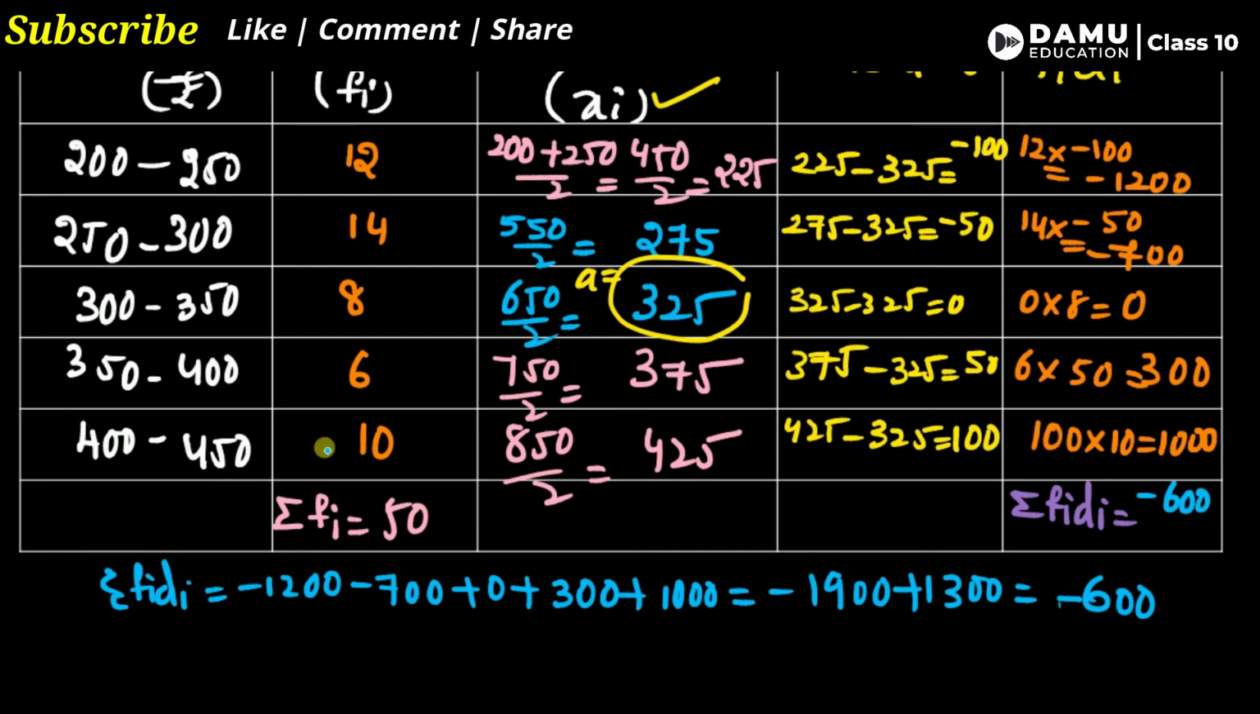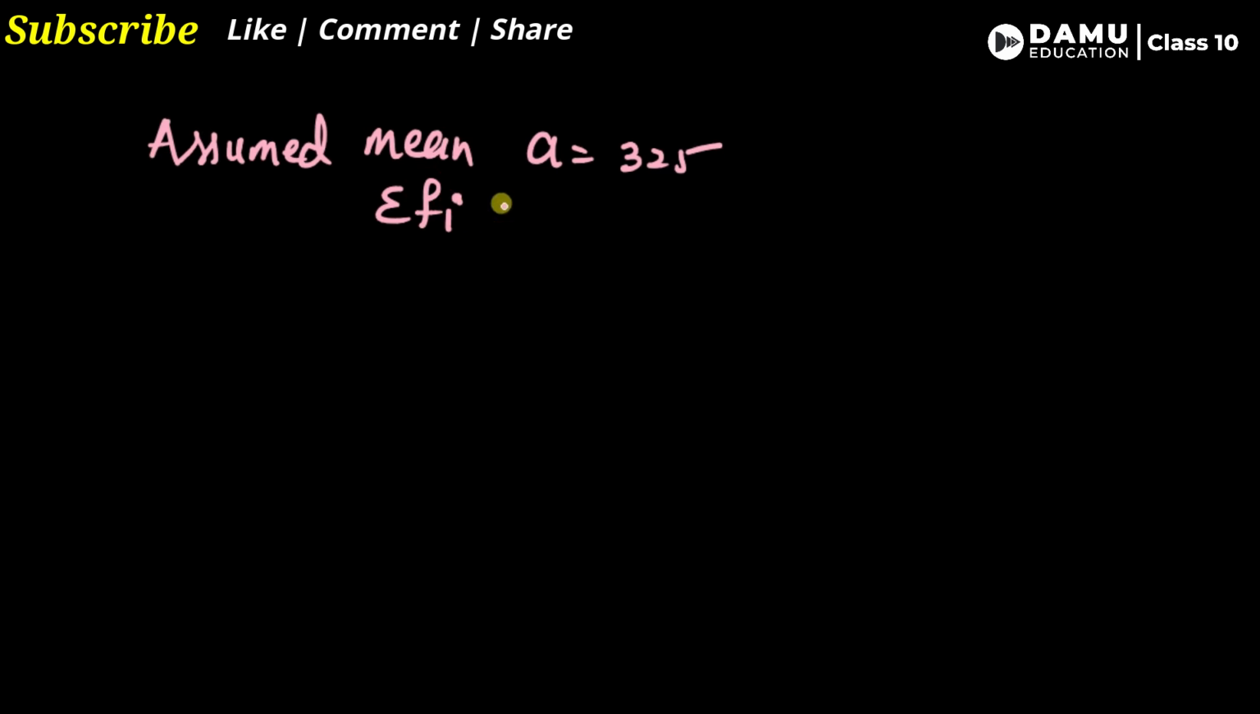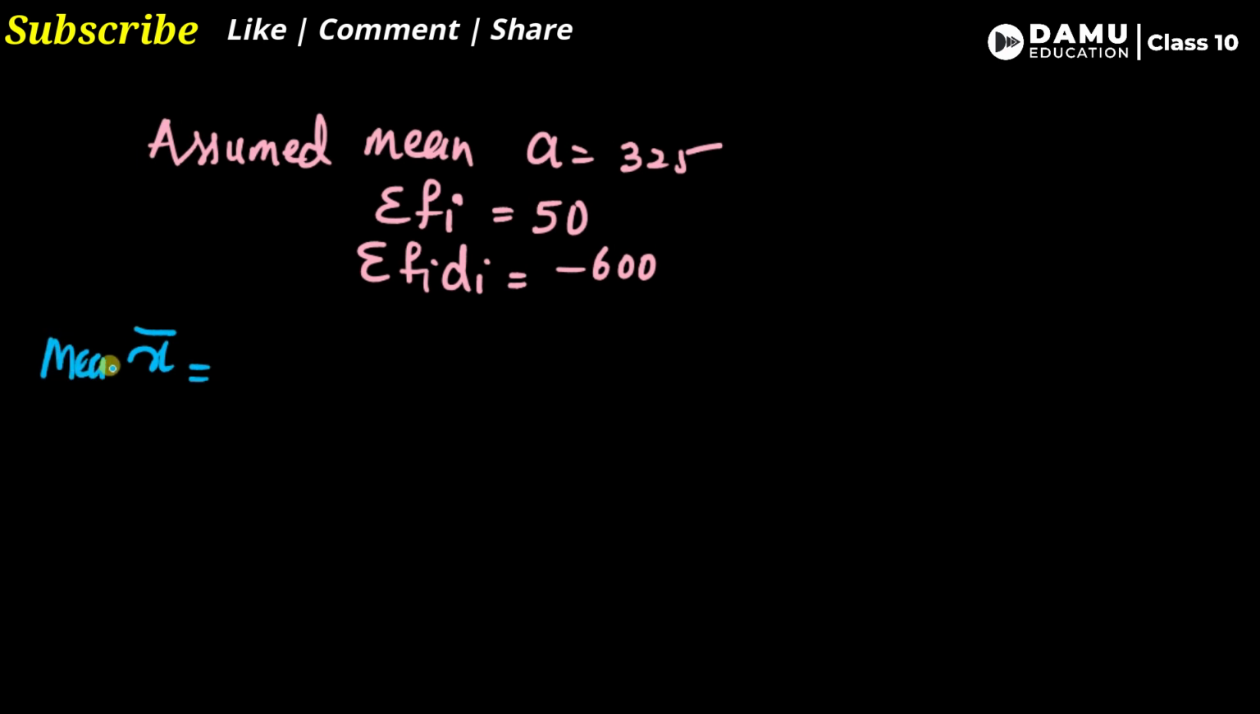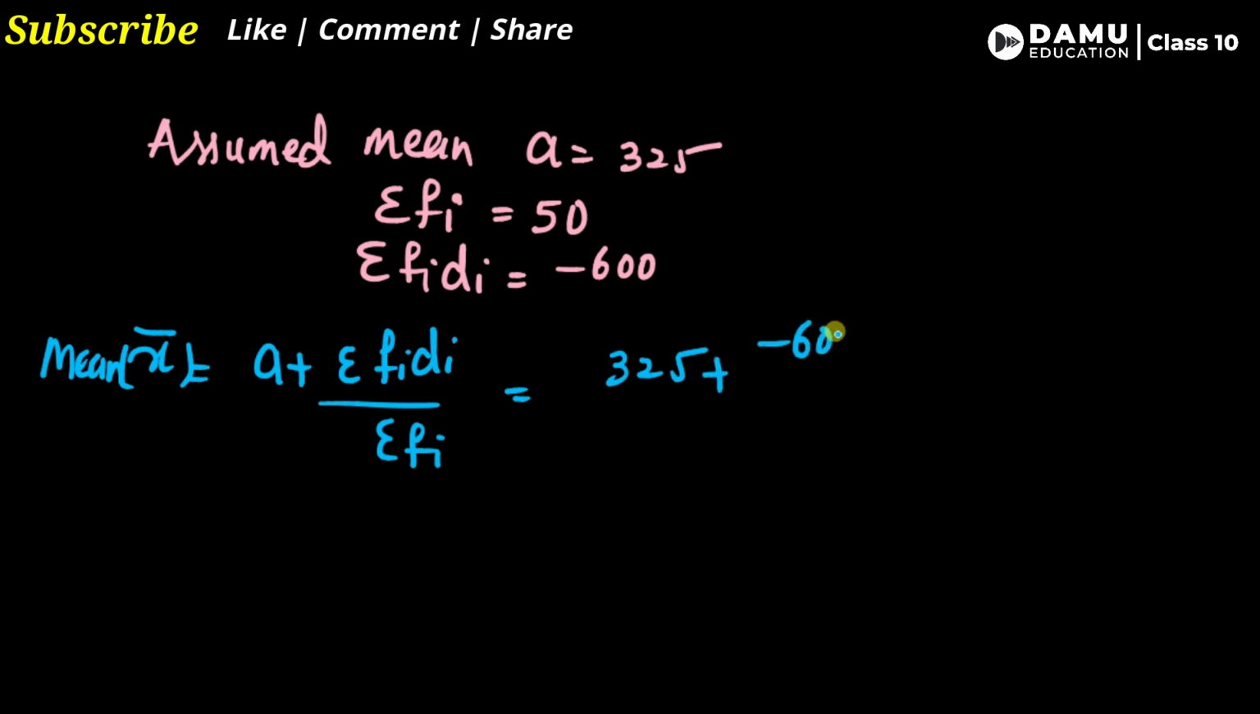Let's move on. The assumed mean a is equal to 325. The summation of fi is equal to 50. The summation of fi di is equal to minus 600. Then what is the formula of the mean? The mean x bar is equal to the assumed mean plus the summation of fi di by the summation of fi. So 325 plus minus 600 by 50.